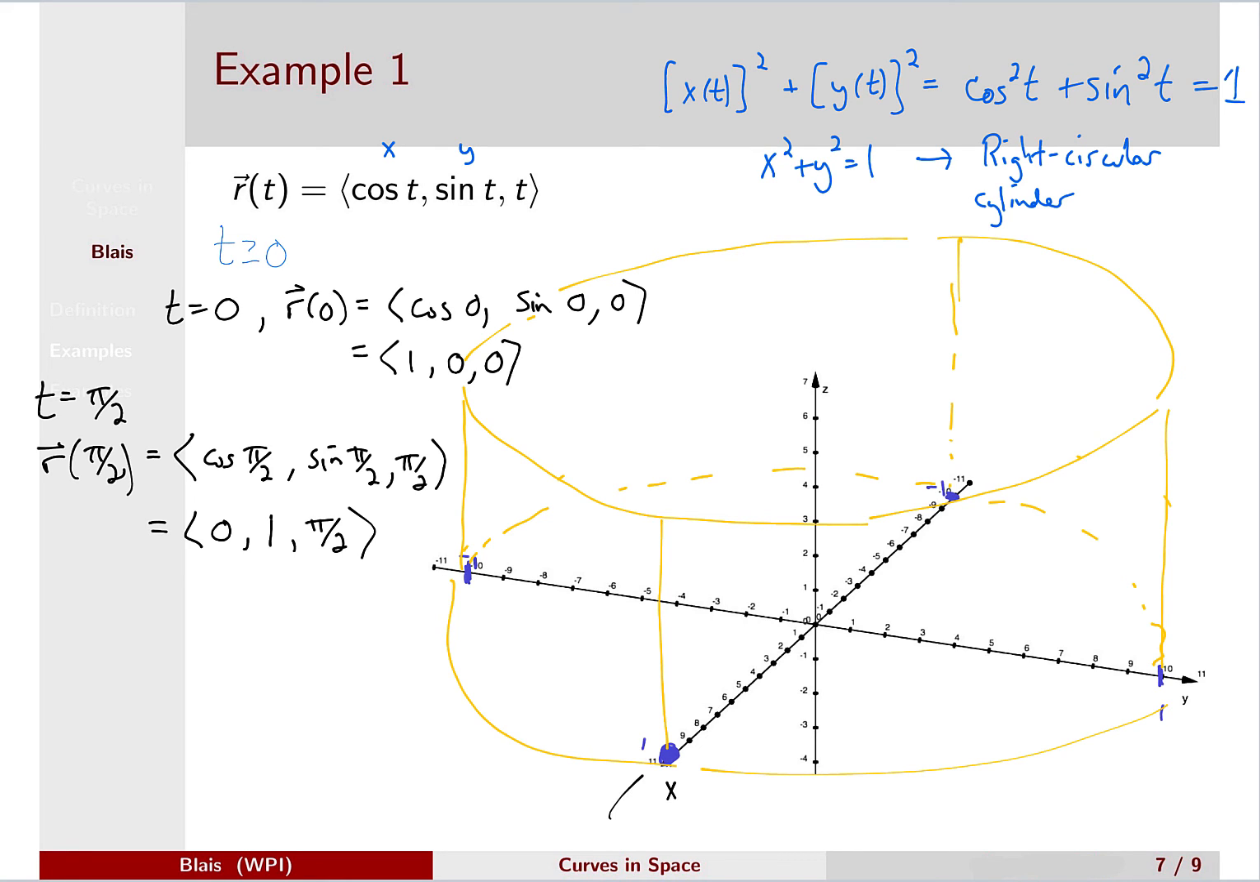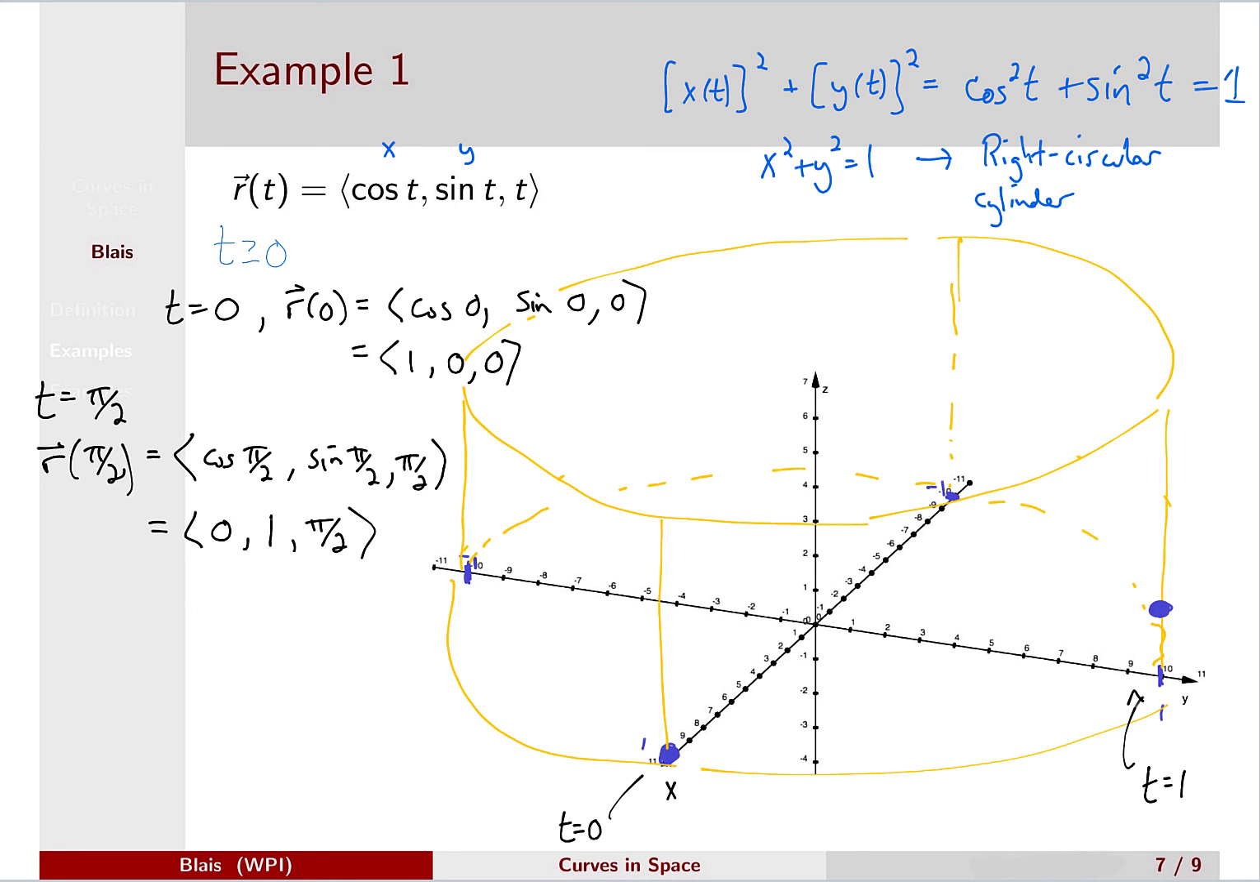So we were here at time 0, and now we're at time pi over 2. The x-coordinate is 0, the y-coordinate is 1, but now the z-coordinate is no longer 0, it's pi over 2. So we are now above the xy plane. So we would be, say, here, at a height of z equals pi over 2 above the xy plane.